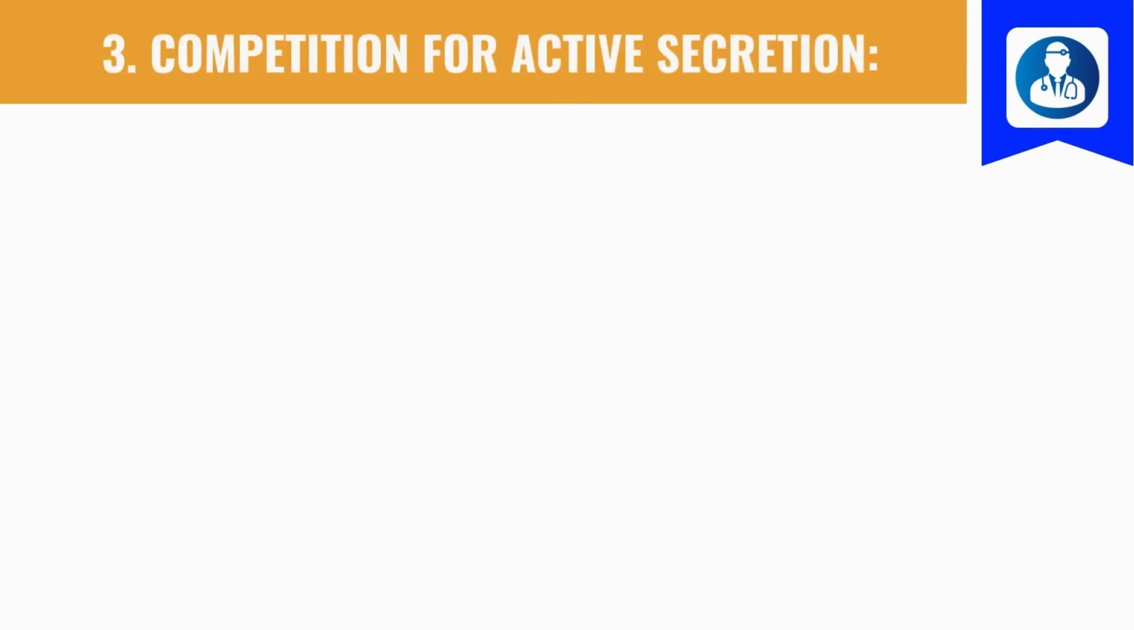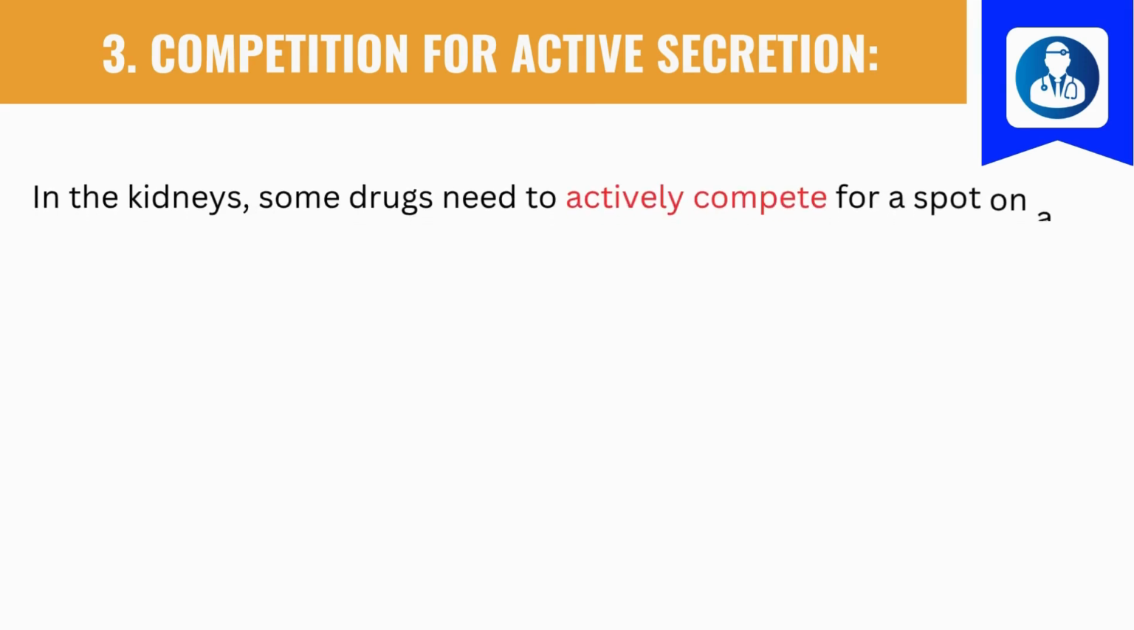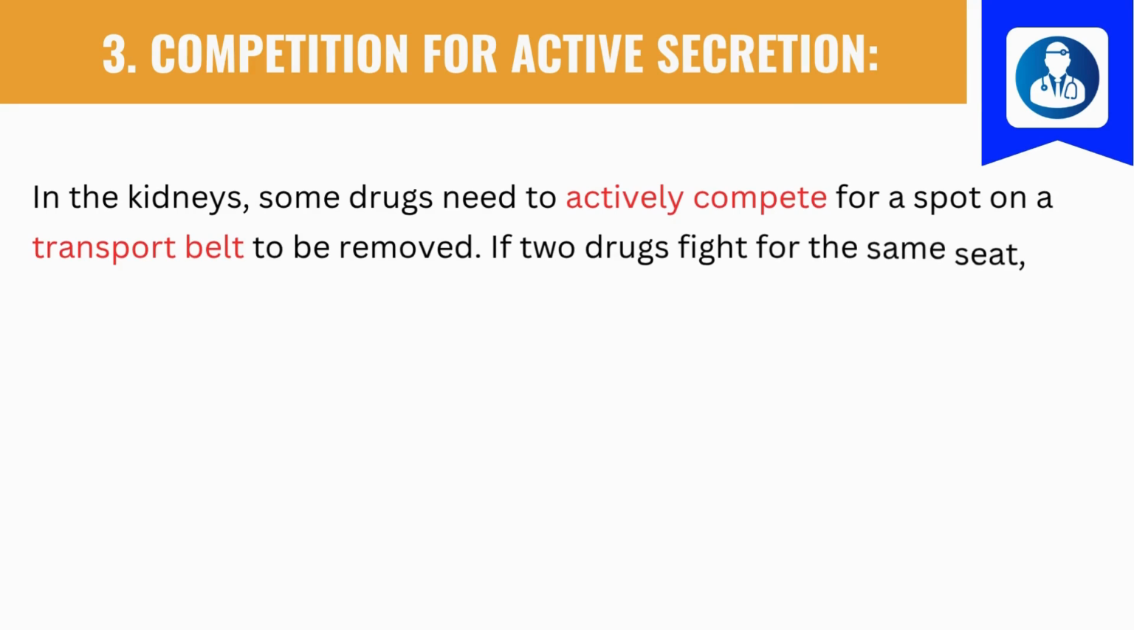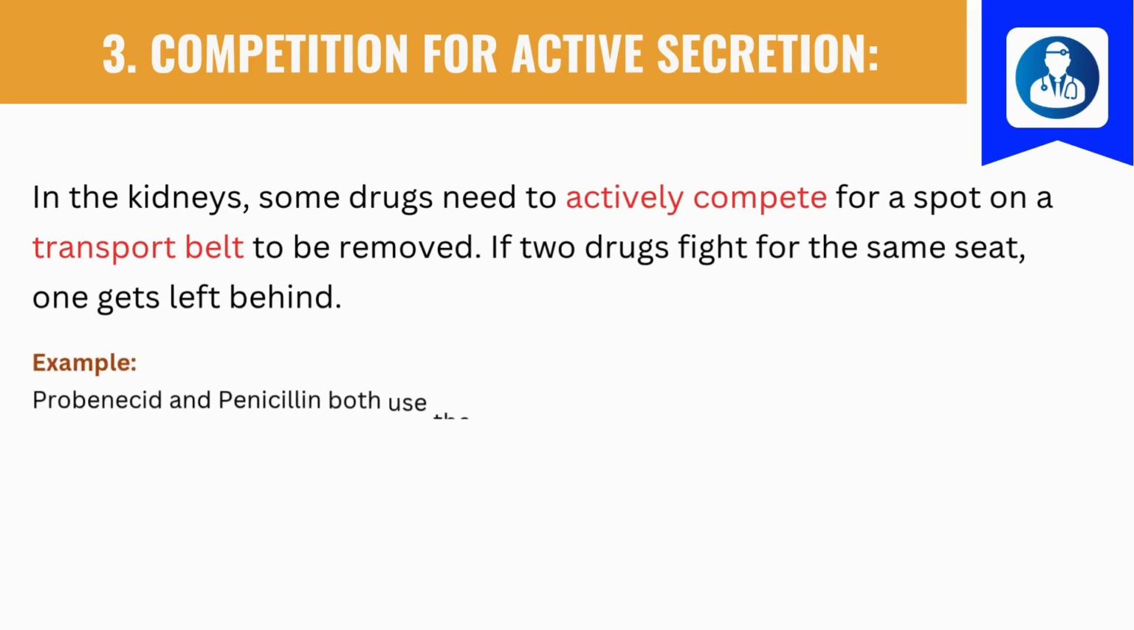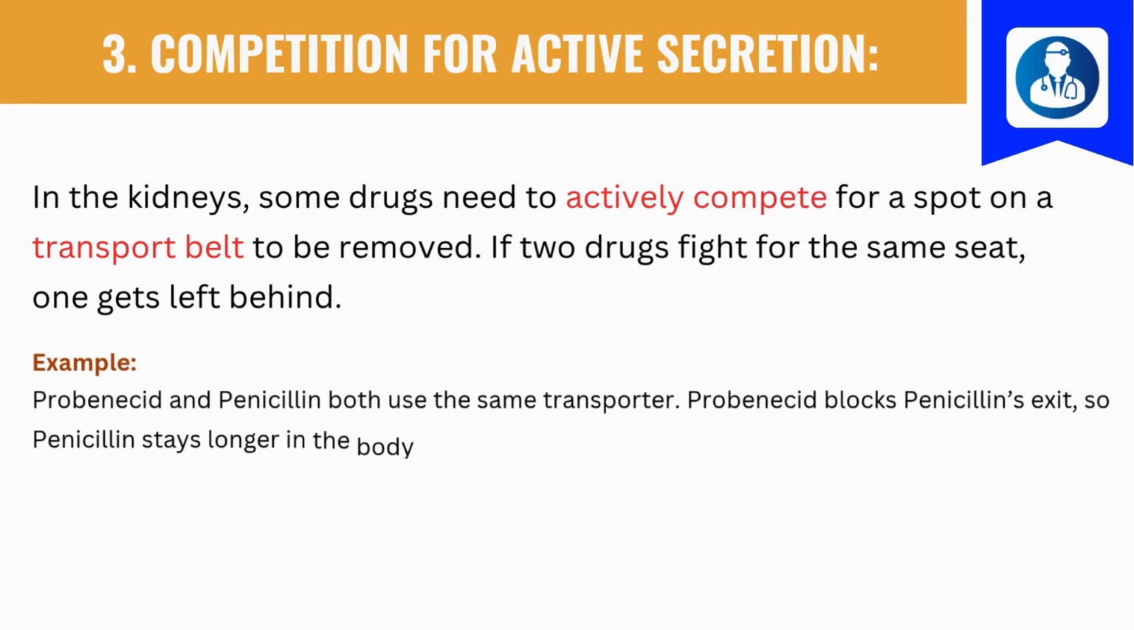3. Competition for active secretion. In the kidneys, some drugs need to actively compete for a spot on a transport belt to be removed. If 2 drugs fight for the same seat, one gets left behind. Example: probenecid and penicillin both use the same transporter. Probenecid blocks penicillin's exit, so penicillin stays longer in the body, which can actually be beneficial in some treatments.